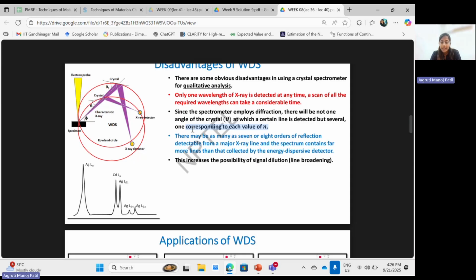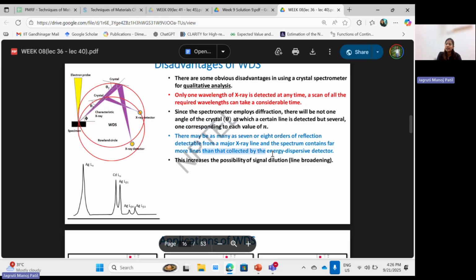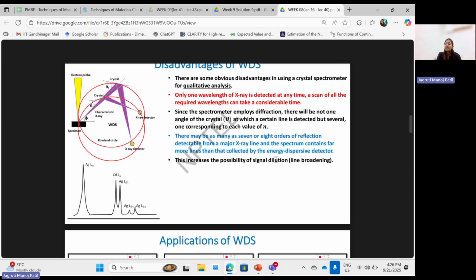Then there may be as many as 7 or 8 orders of reflection detected from a major X-ray line or spectrum, so far more lines are detected by this. This will again increase the possibility of signal dilution or signal broadening. In a way, you won't be able to detect it properly.